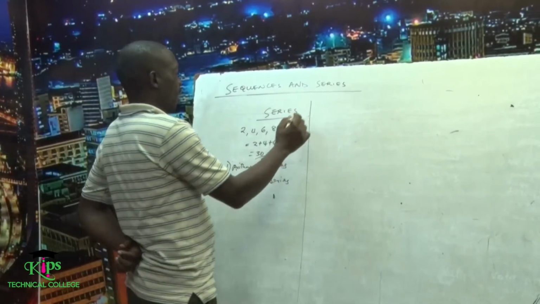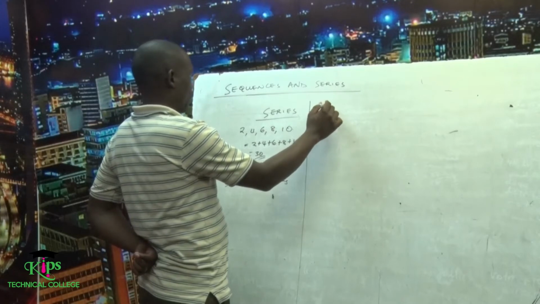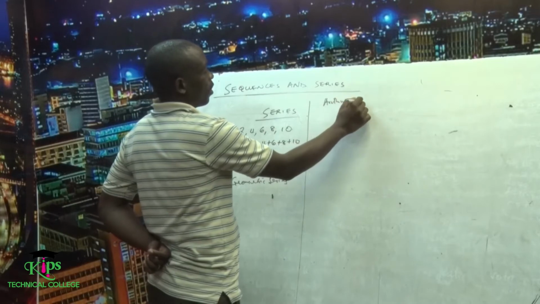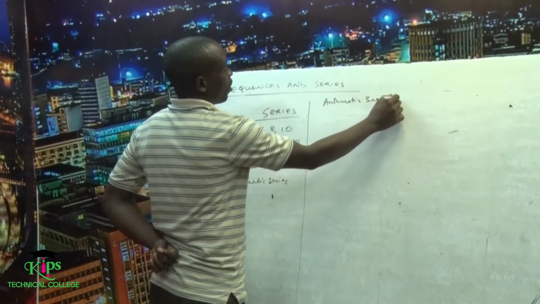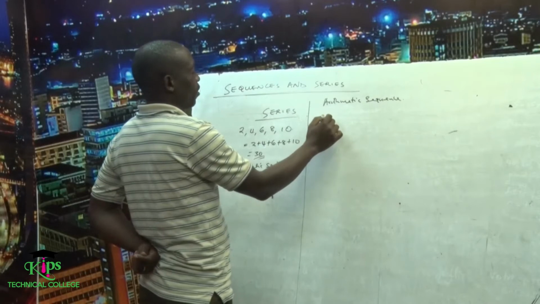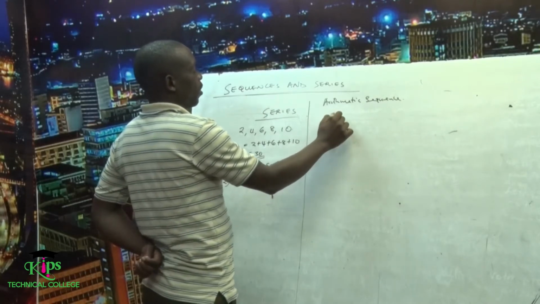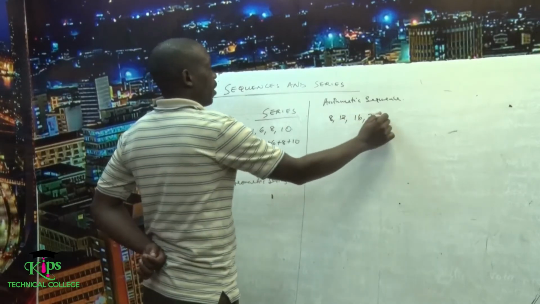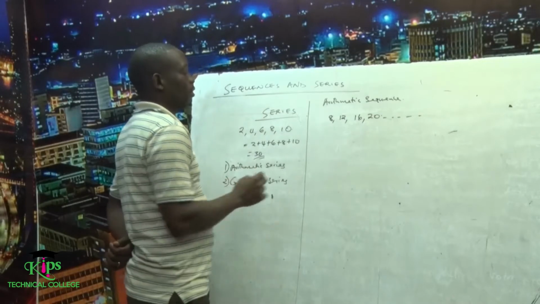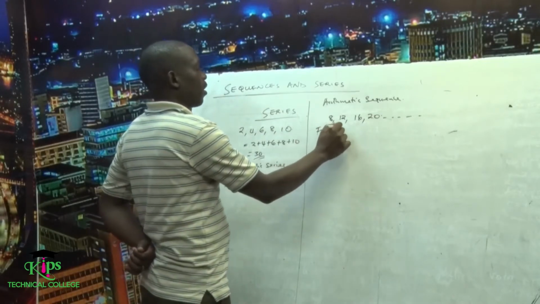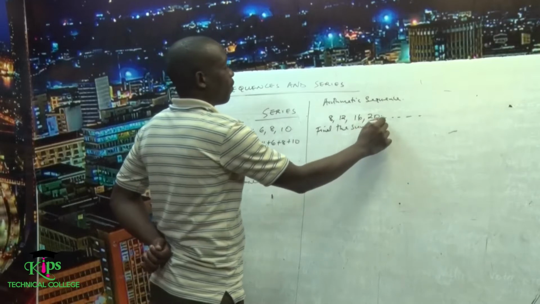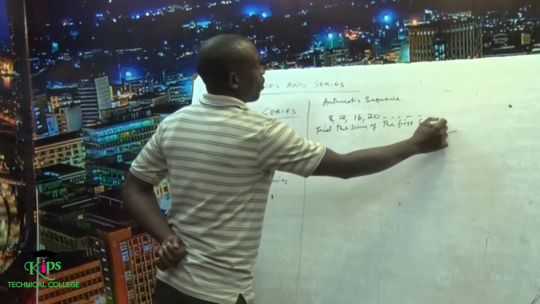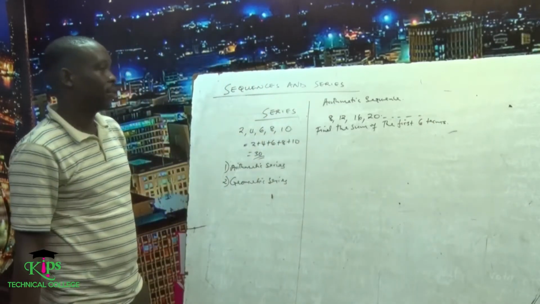We start with arithmetic. If we have an arithmetic sequence like this: 8, then 12, then 16, and then 20, and it continues like that, and you are told to find the sum of the first 6 terms.